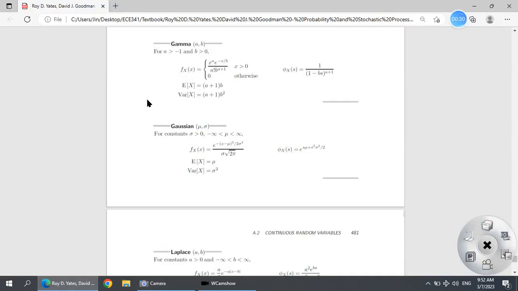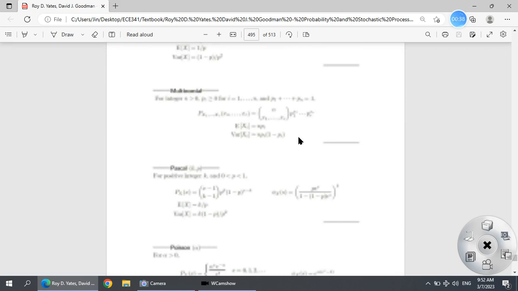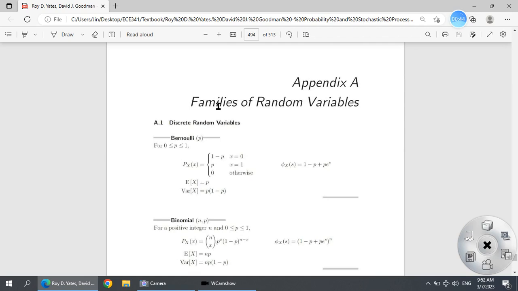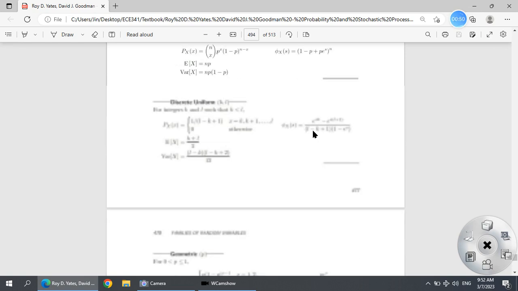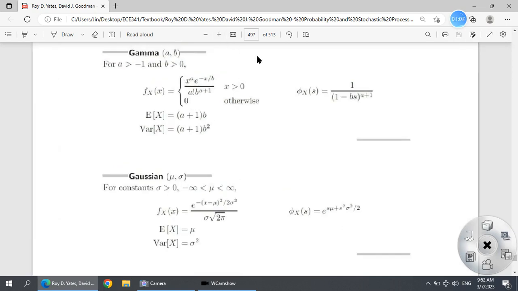Yeah, I already have these. This is the appendix of the textbook. Here, right, appendix. This is appendix A. In the end of the textbook, it's a Gaussian distribution. Gaussian distribution. Here, Gaussian distribution.